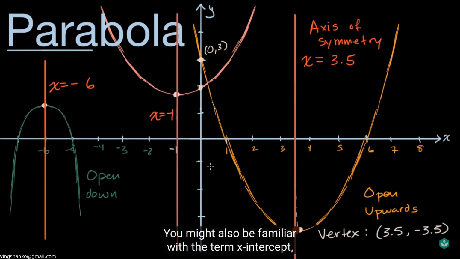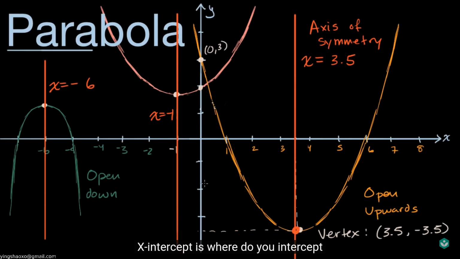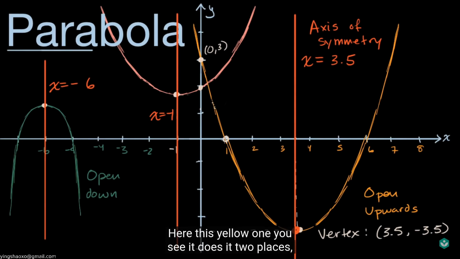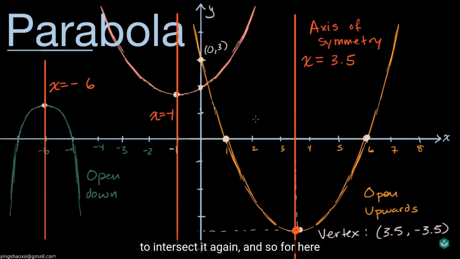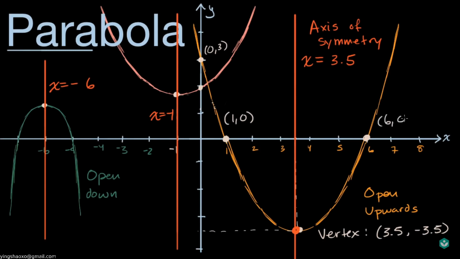Now, you might also be familiar with the term x-intercept, and that's especially interesting with parabolas, as we'll see in the future. An x-intercept is where you intercept or intersect the x-axis. Here, this yellow one does it in 2 places. And this is where it gets interesting. Lines will only intersect the x-axis once, at most. But a parabola can intersect the x-axis twice because it curves back around to intersect it again. So here, the x-intercepts are going to be the points (1, 0) and (6, 0).